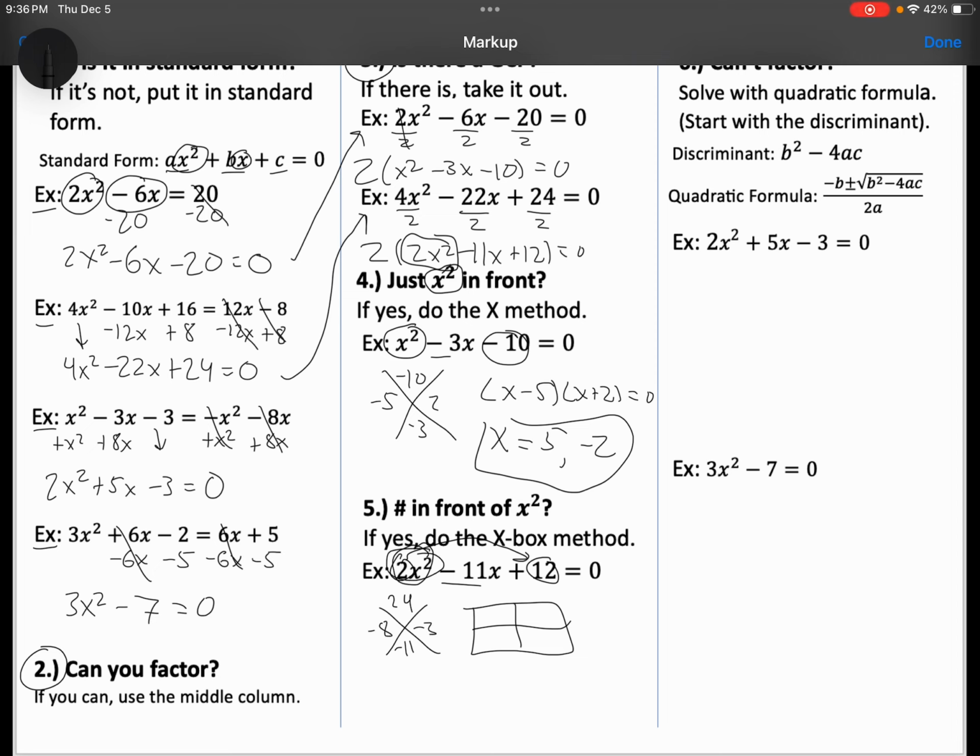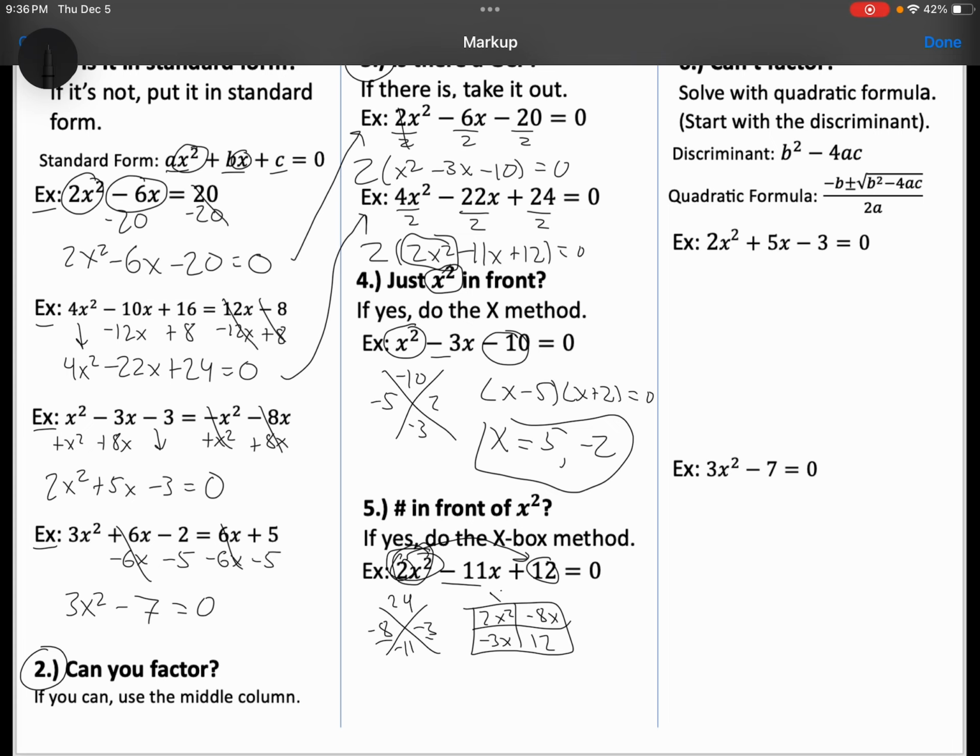So we put the first term, 2x squared, in the first box. The last term, 12, in the last box. And then we use the negative 8 and the negative 3 to fill in the middle two boxes, negative 8x and negative 3x. Find what these have in common.